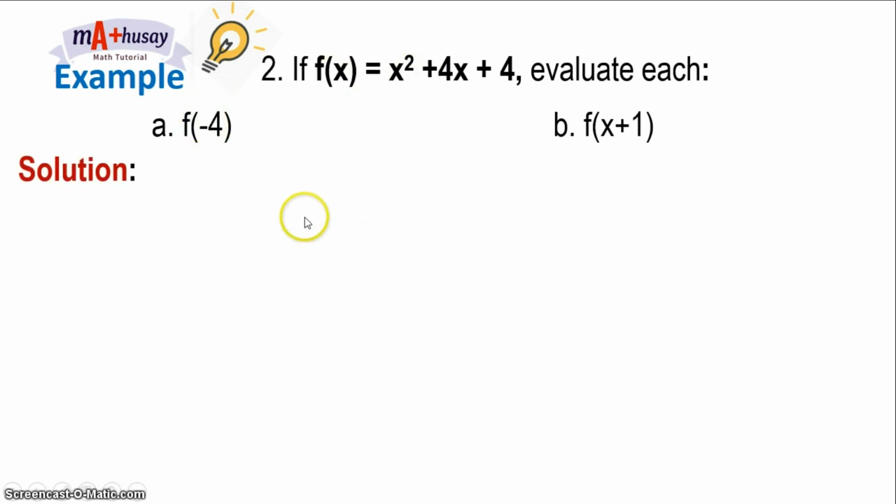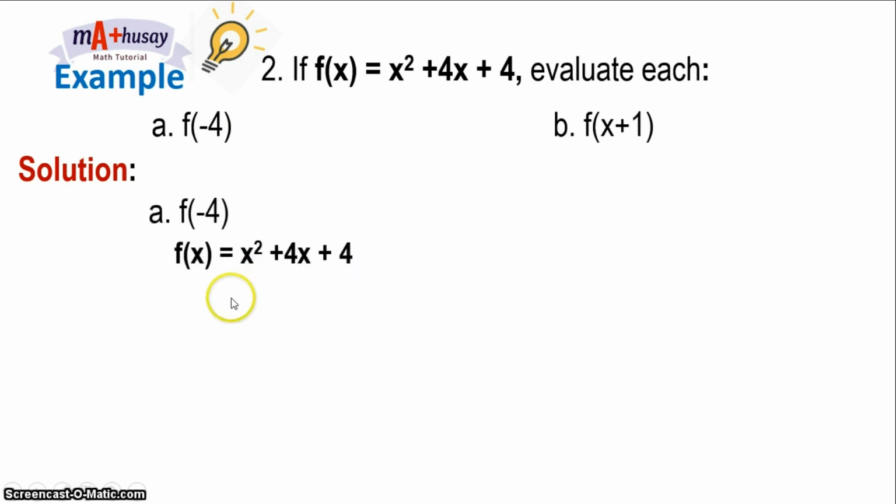So, we have f of negative 4. So, ito yung ating function, no? Isa-substitute lang natin ang negative 4 sa lahat ng variable x. So, we have f of negative 4 equals, so ang x, palitan natin ng negative 4. So, negative 4 squared plus 4 times the quantity of negative 4 dahil may x pa tayo dito. So, ipapalit natin yung x ng negative 4 plus the constant 4.